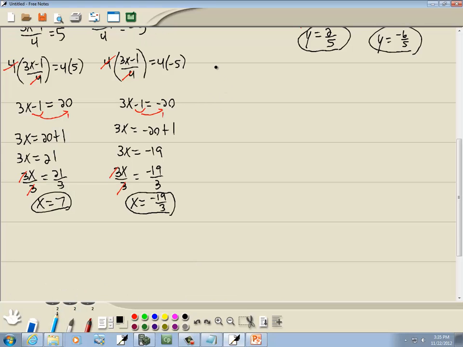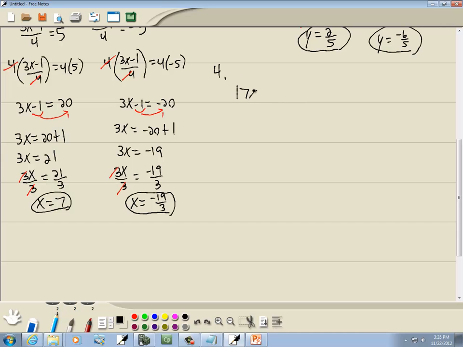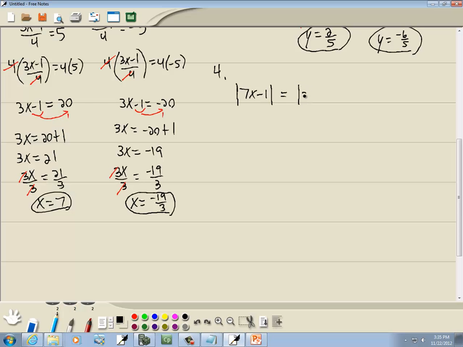Now this next one's kind of an oddball case. Let's see, we got the absolute value of 7x minus 1 is equal to the absolute value of 3x plus 3. What we're going to do is we'll drop the absolute value from one side. That's a little trick to this one. So if you got the absolute value on both sides, just drop it from one of the sides. And then you apply your formula just like normal.